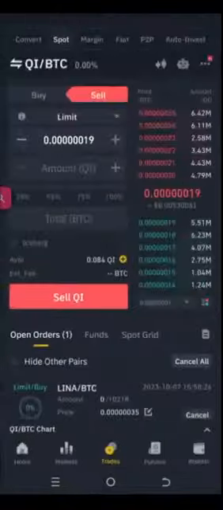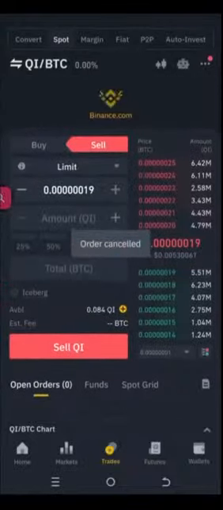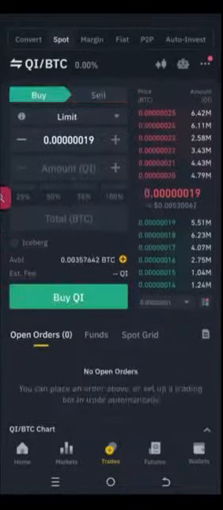So let's quickly do a quick simulation and see what we will get. This is QI BTC. So what will I have left? Let's just cancel it and see what it will give us. If it's not going to be favorable, we'll just go back to Lena BTC. So let me just cancel at this point. Okay, so we'll do a quick simulation and see what we can get here. Let's buy and let's see how much we can get.